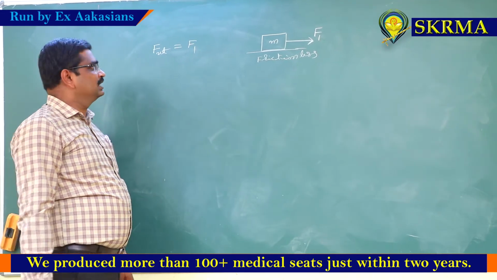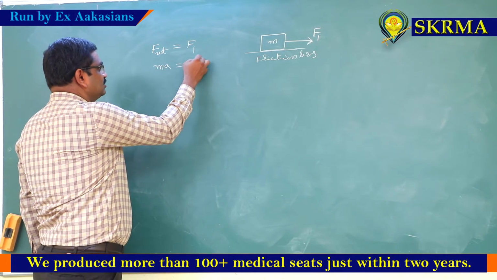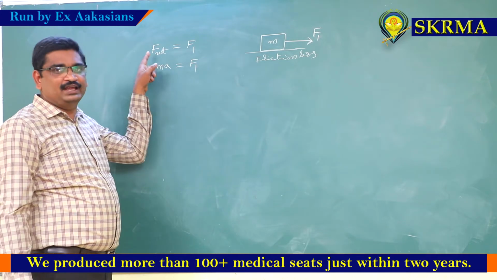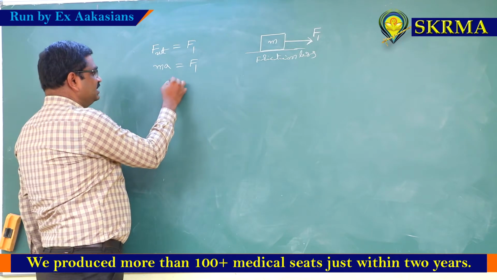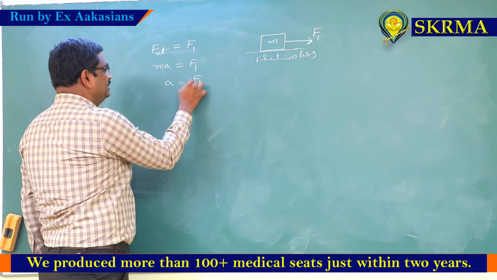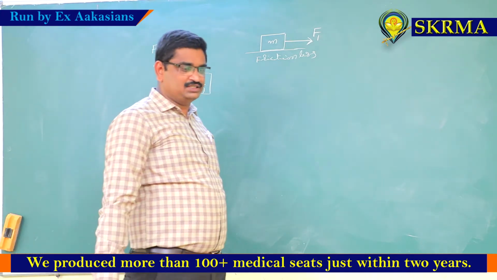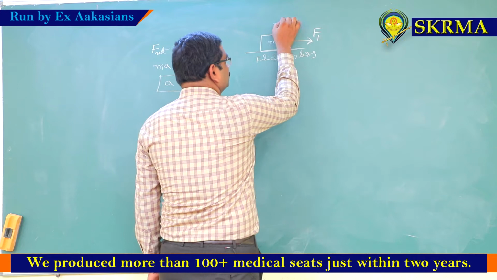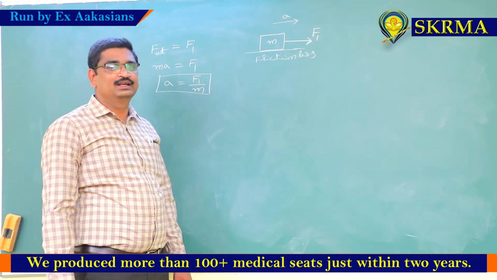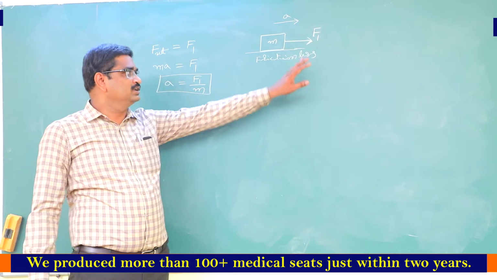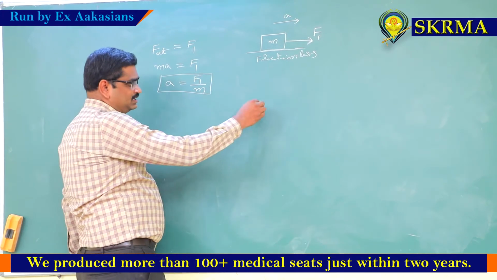Now from Newton's second law, the net force formula is mass into acceleration. So ma is equal to F1. I am substituting F net as ma, that is from Newton's second law. From this, acceleration a can be written as F1 by m. This is the acceleration of the block. In which direction will the acceleration be? Along the net force direction only. Here only one force is there, so acceleration will be in that direction.